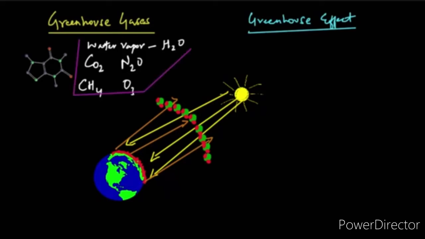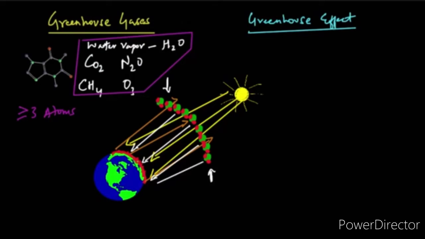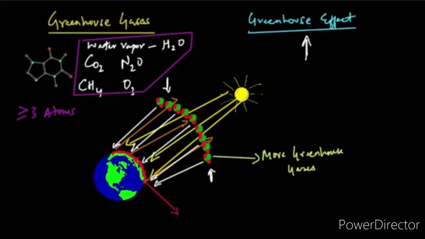If you notice, all of these compounds are made up of 3 or more atoms. Now this molecular structure allows them to absorb some of the escaping heat and then re-emit it towards the Earth, which increases global temperatures, and that causes the greenhouse effect. So we can also say the more greenhouse gases you have in the atmosphere, the more heat stays on Earth.